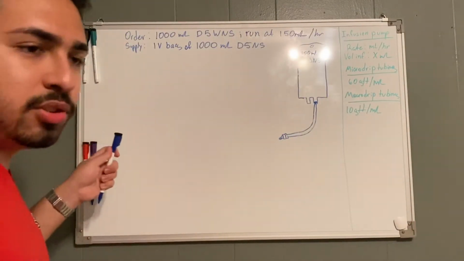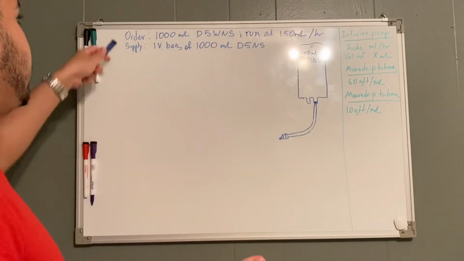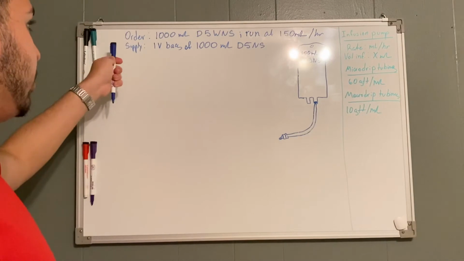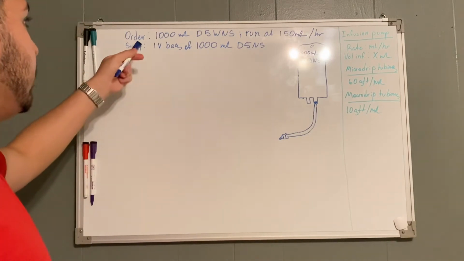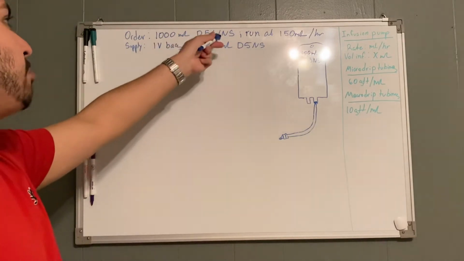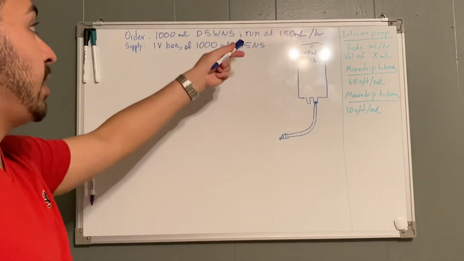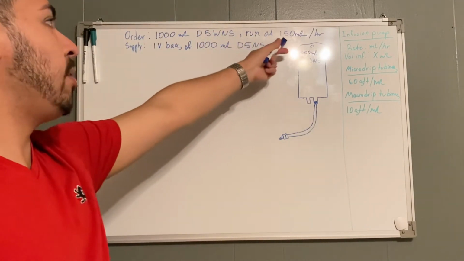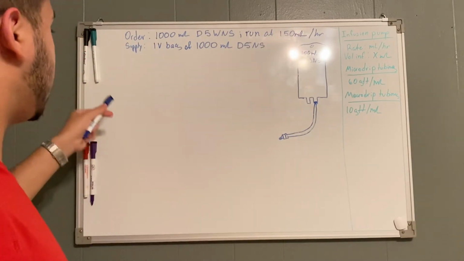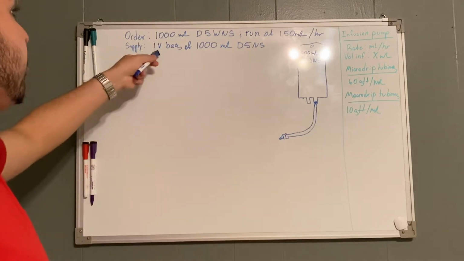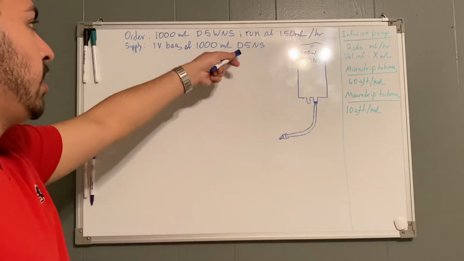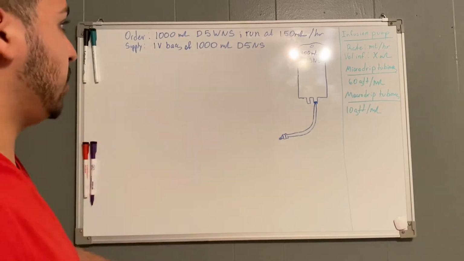These problems are usually all set up the same way. They give you an order and the supply. So in this question here, they give us the order of 1,000 milliliters dextrose 5% in water, normal saline, to be run at 150 milliliters per hour. On supply, we have an IV bag of 1,000 milliliters dextrose 5% normal saline.